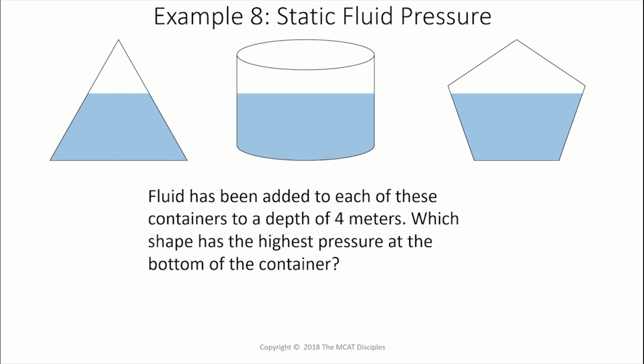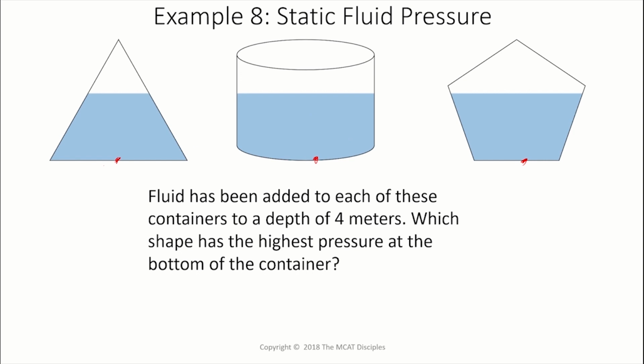Fluid has been added to each of these containers to a depth of 4 meters. Which shape has the highest pressure at the bottom of the container? So which shape has the highest pressure? And these are all at the same depth, more or less. They all have fluid added to a depth of 4 meters. And they're all closed off, by the way, to the atmosphere.